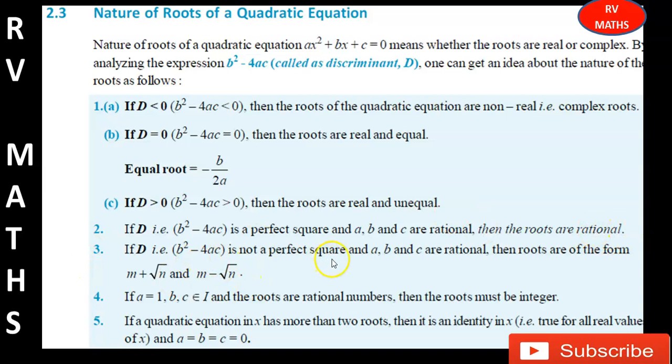If it is not a perfect square, but still it is greater than 0, then the roots are of the form m plus root n and m minus root n, which are nothing but irrational roots. If a equal to 1, where b and c are integers, then we can say the roots must definitely be integers. And finally, if the quadratic equation in x has more than 2 roots, then it is an identity in x. That means a value, b value, c value will be equal to 0. In that case, both the sides are 0 equal to 0.